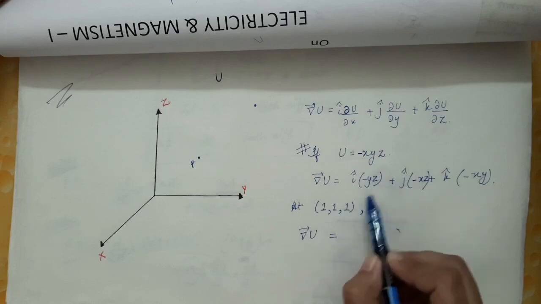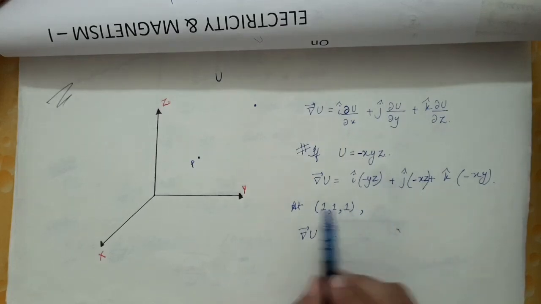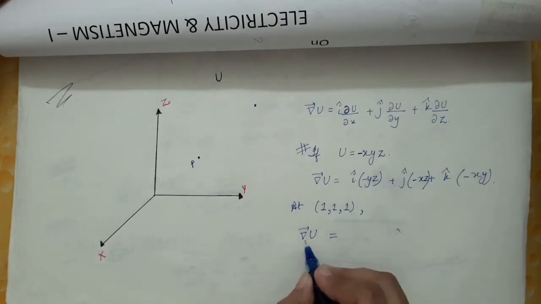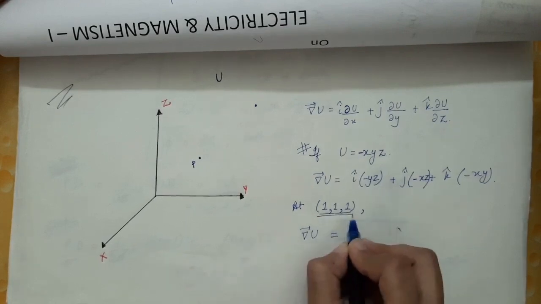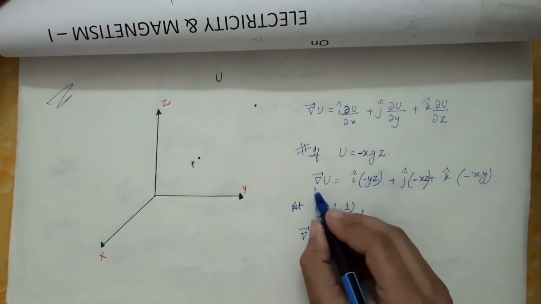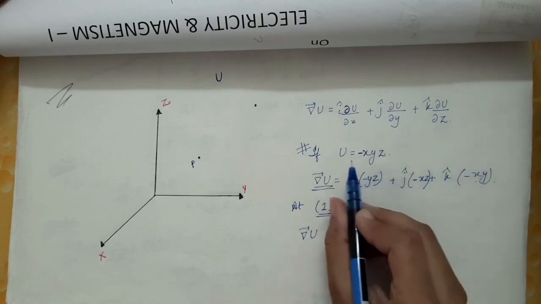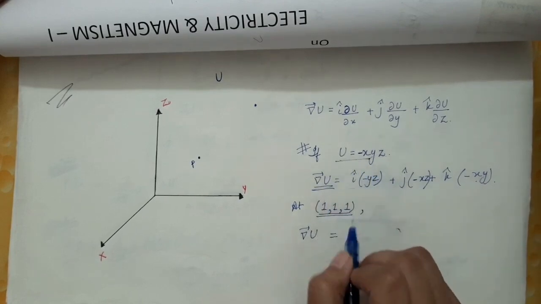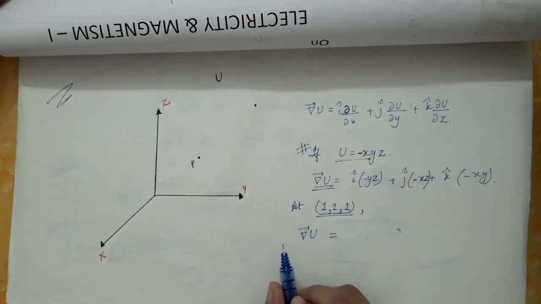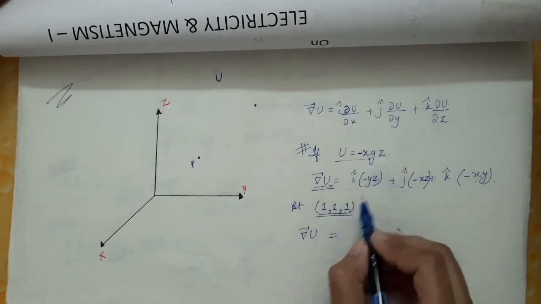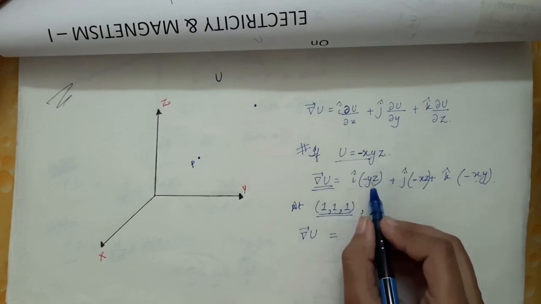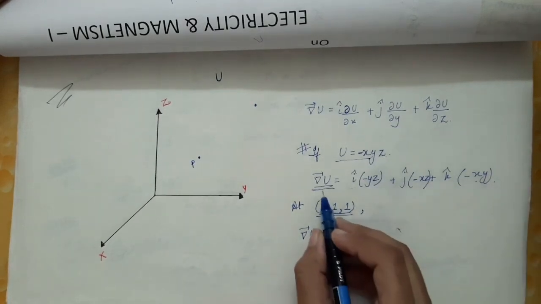So when you put the values of x, y and z, the coordinates of P, the gradient of u at this point will come out to be equal to... So this is the general expression of gradient for this scalar function. At a particular point, if you want to find the gradient, you will have to put the values of the coordinates. So we will put x, y, z as equal to 1 in this expression.